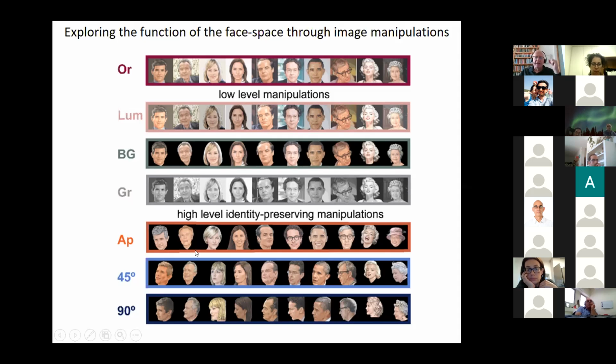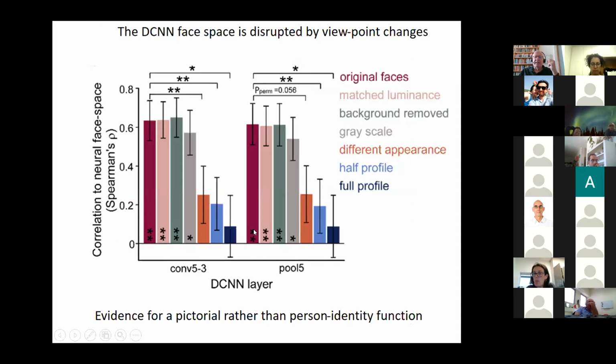More interestingly, Shani also did an identity preserving manipulation. In other words, take for example the image of Barack Obama. It is still Barack Obama in all these images, but she rotated them into a different view. So if the layers that are correlated to the brain are identity encoding layers, they should not be affected by this manipulation. However, if they're interested in the appearance of the image, then the correlation should be destroyed. And indeed, that's what she found.